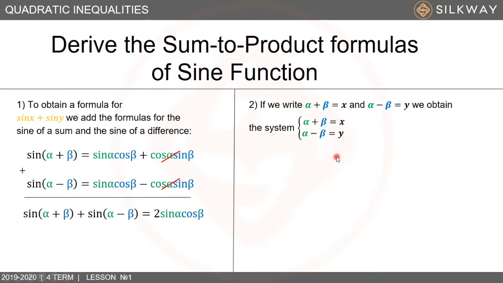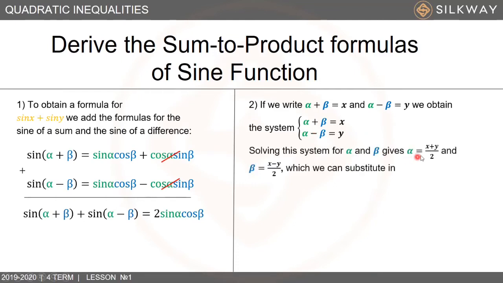By solving the system, we get that alpha is equal to x plus y divided by 2 and beta is x minus y divided by 2. If we substitute alpha plus beta by x, alpha minus beta by y, alpha by this expression and beta by this expression, we get a formula. Sine x plus sine y is equal to 2 multiplied by sine x plus y divided by 2 multiplied by cosine x minus y divided by 2.